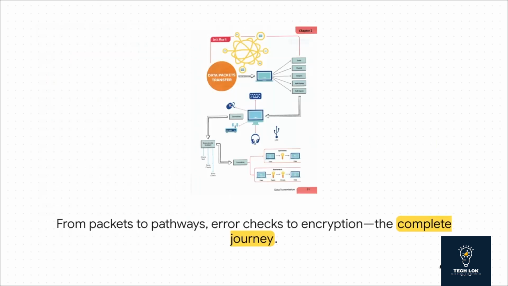And that's really the final piece of the puzzle. So let's put it all together. Your data gets broken down into packets, sent down the digital highway using different traffic rules. It's checked for errors to make sure it's intact. And finally, it's locked with encryption for security. This entire incredibly complex journey happens in the blink of an eye every single time you go online.